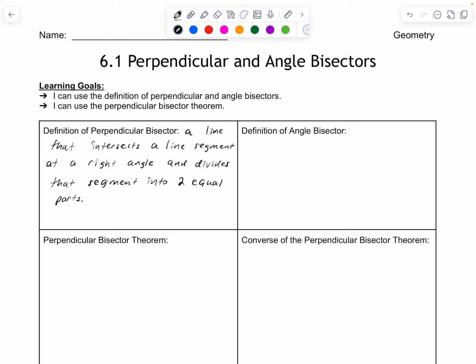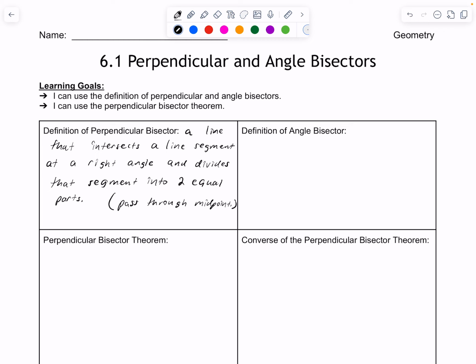Now, one of the nice things that you'll see when we use this understanding in a problem is that because it divides that segment into two equal parts, it passes through the midpoint of that segment. So just keep that in the back of your mind when you see a perpendicular bisector.